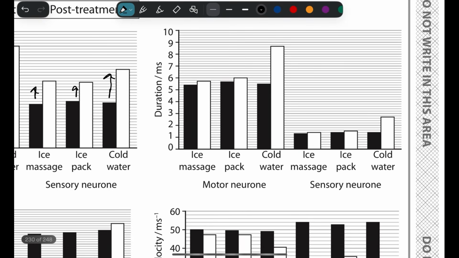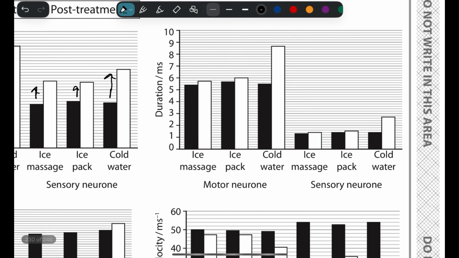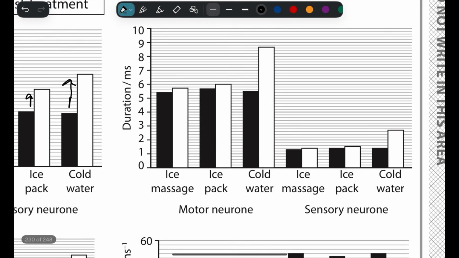Okay, let's look at the duration. When we're thinking about the duration, what we said is that duration is the time that the action potential is going on, as in you've got the voltage gated sodium channels open. So what I can see here is, in terms of duration, similar for ice pack and ice massage, but again, cold water is increased a lot for the motor neuron. So if we have more, then that means our muscles are contracted for longer, because it's the motor neuron, so it's going to cause the contraction of the muscle. Whereas here, again, we just have it longer for the cold.